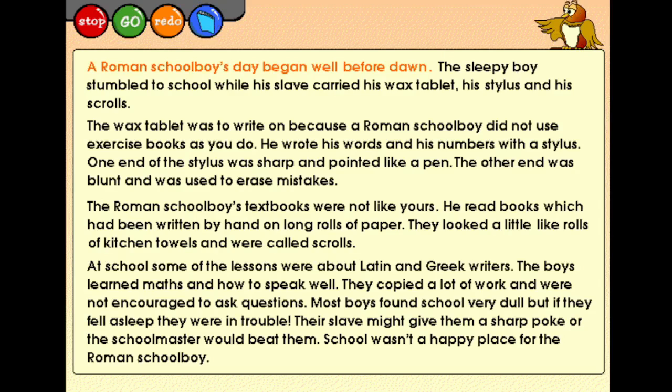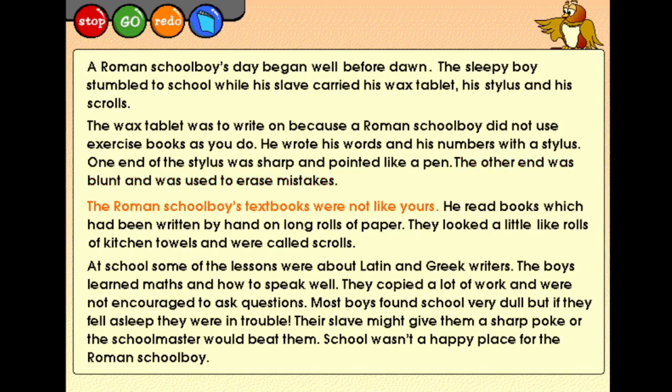A Roman schoolboy's day began well before dawn. The sleepy boy stumbled to school while his slave carried his wax tablet, his stylus, and his scroll. The wax tablet was to write on because a Roman schoolboy did not use exercise books. He wrote his words and his numbers. One end of the stylus was sharp and pointed like a pen. The other end was blunt and was used to erase mistakes.